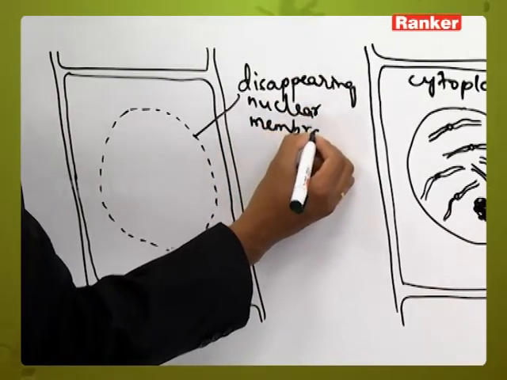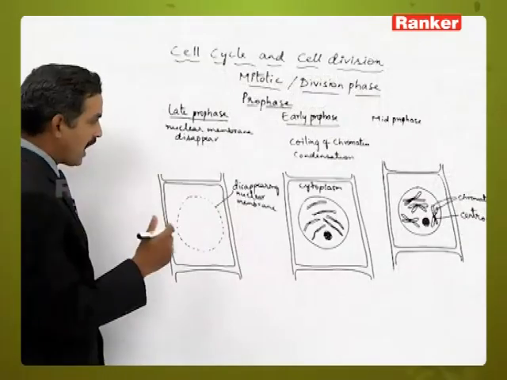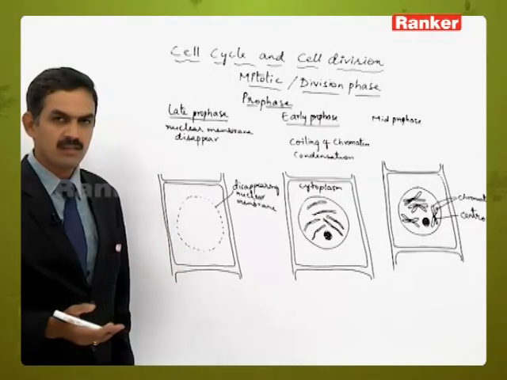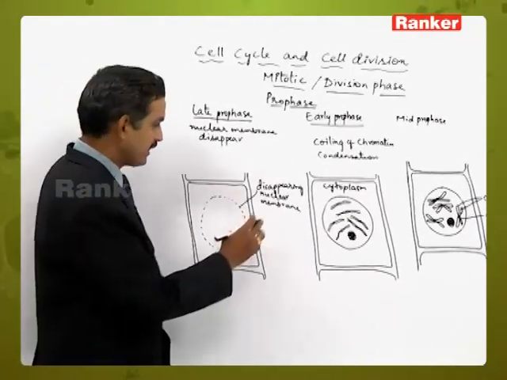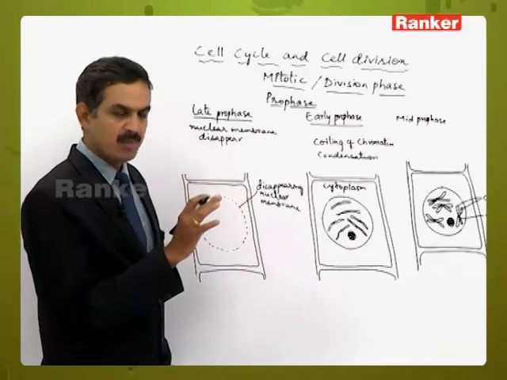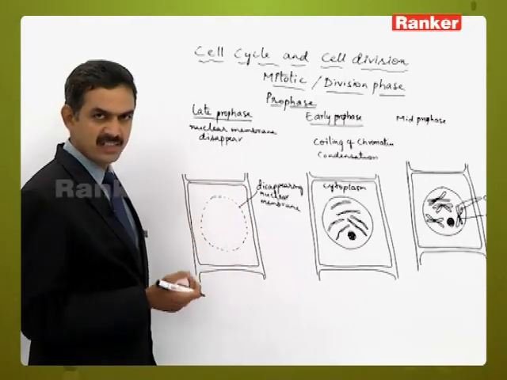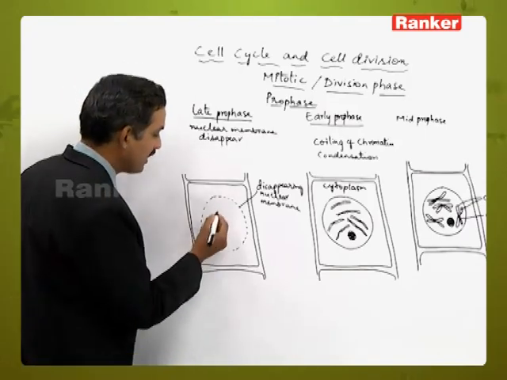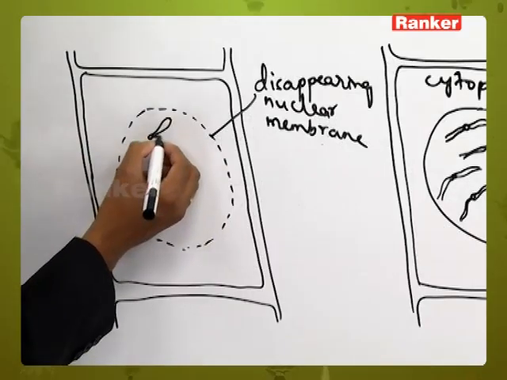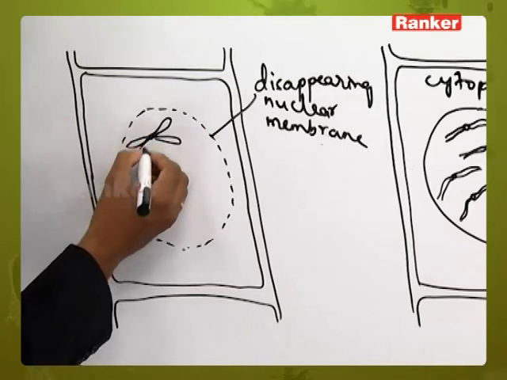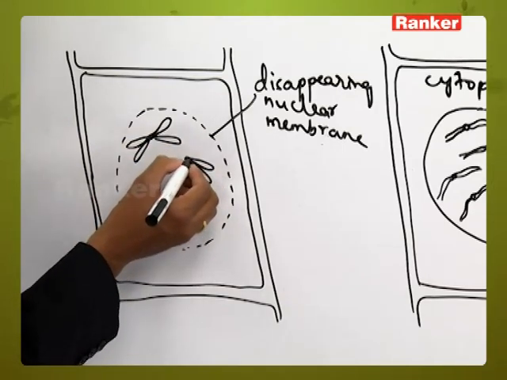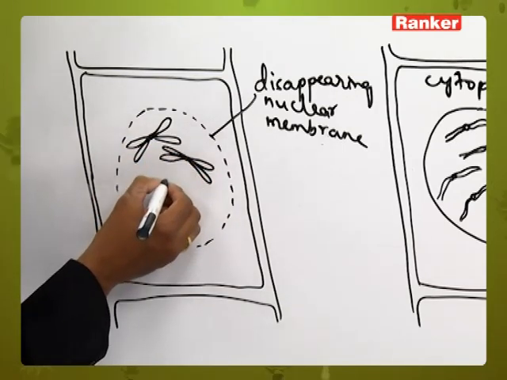By the time of completion of prophase, the nuclear membrane will completely disappear, so that we can't differentiate the nucleoplasm and the nuclear membrane. Both of them are mixed with each other, and inside we can clearly see the centromere-containing chromosomes with definite rod-shaped structures.